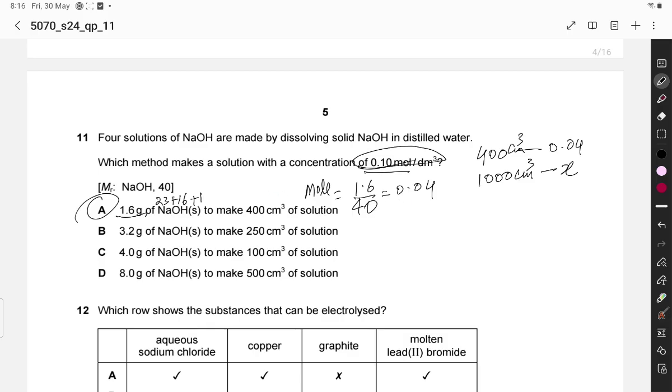So first find out the mole, and we know that this is 1.6 gram to make 400 centimeter cube solution. Which method makes a solution with concentration of 0.1? First find out mole. So 0.04 mole is present in 400 centimeter cube of solution. So what would be the mole in 1000 centimeter cube? Ratio x. So cross multiply and we get 0.10 mole per dm cube. So this is the correct option.